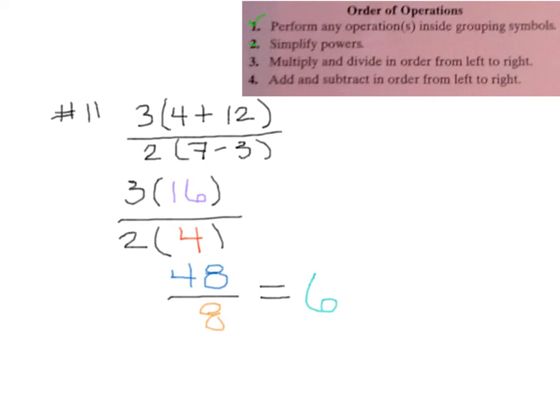So once again, just going through it: I did what was inside my parentheses first. 4 plus 12 gave me 16. 7 minus 3 gave me 4. I looked at simplifying powers. There were none. I multiplied and divided in order from left to right. In my numerator, 3 times 16 gave me 48. 2 times 4 gave me 8. And then I finished by simplifying that. 48 divided by 8 is 6. And that's it.